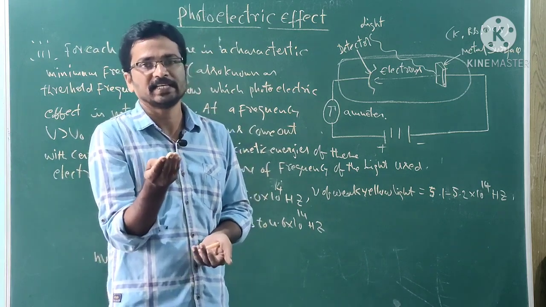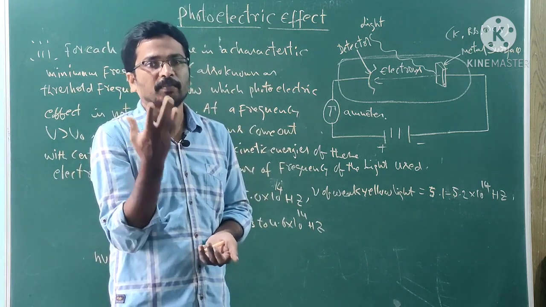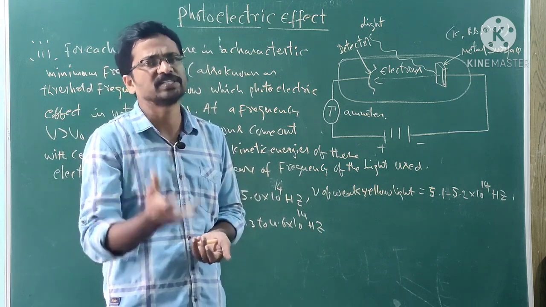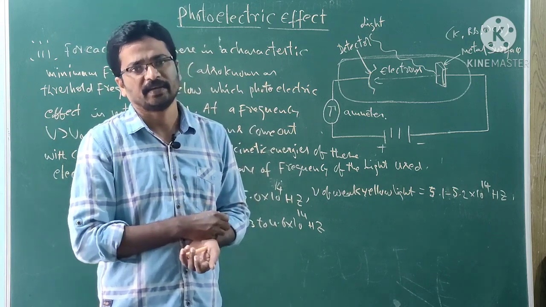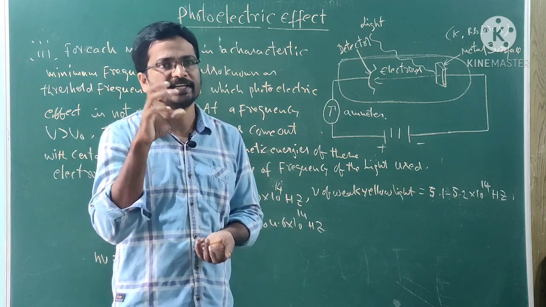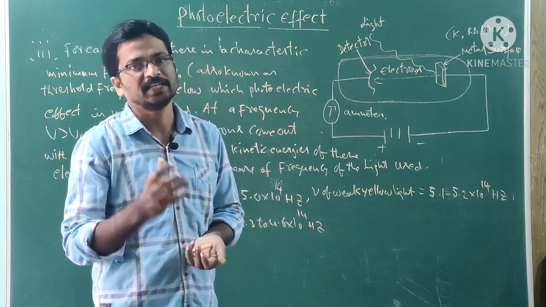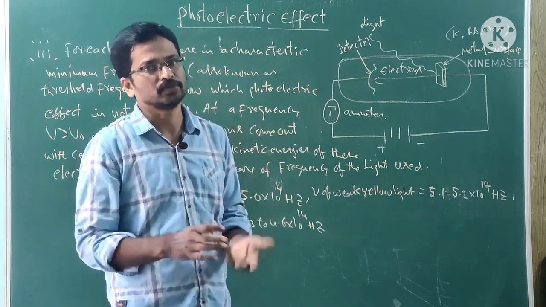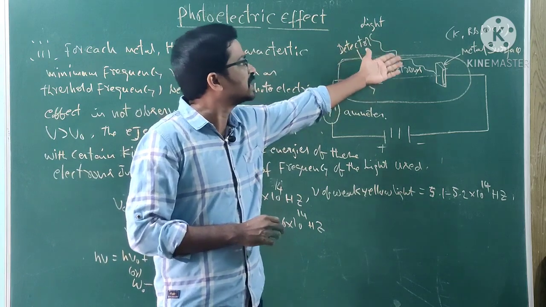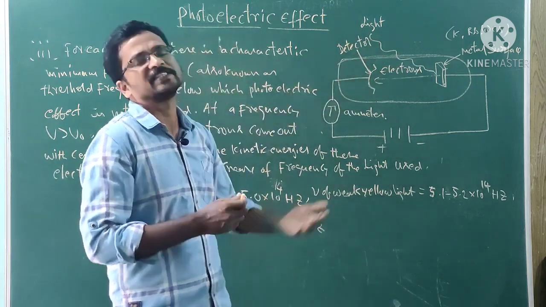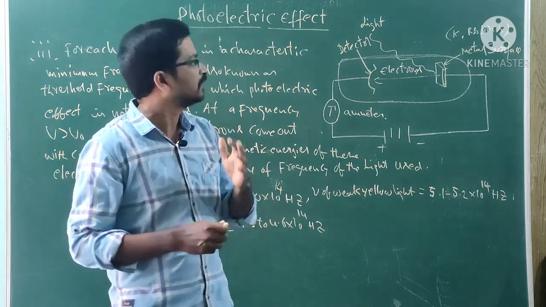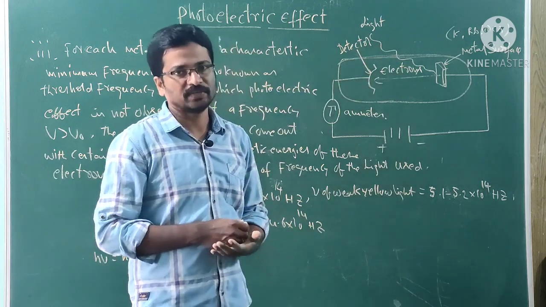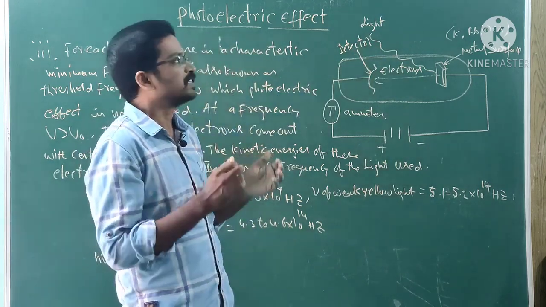When brightness increases, the number of electrons ejected is more, because brightness means the number of photons is greater. Electromagnetic radiation has particle nature, which indicates it has a number of photons. When brightness increases, the number of photons increases, so the number of electrons ejected is also greater. Next point: when the frequency of light increases.